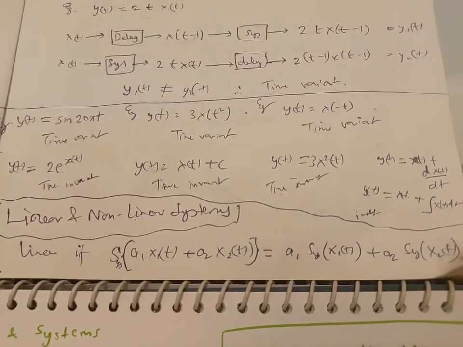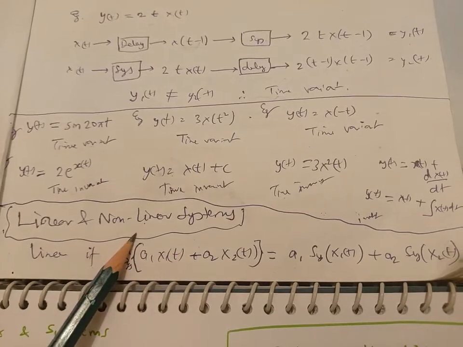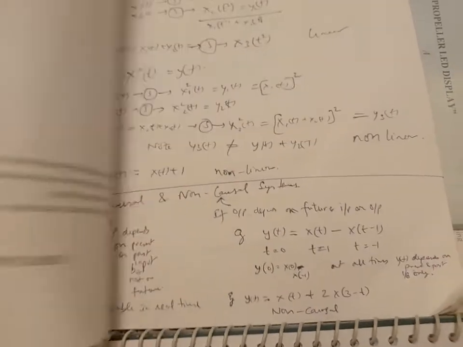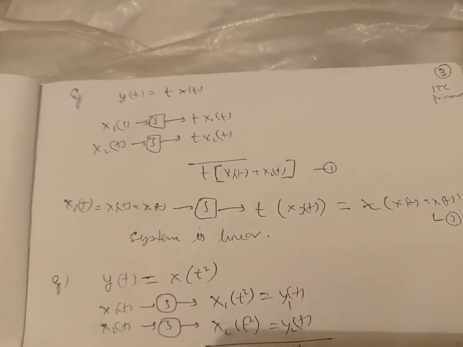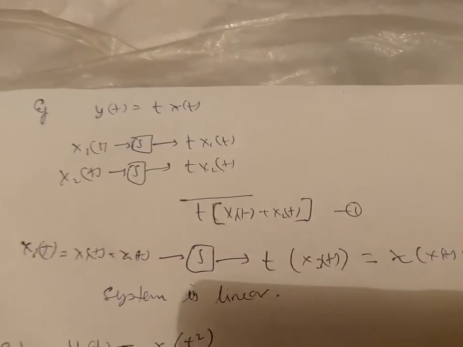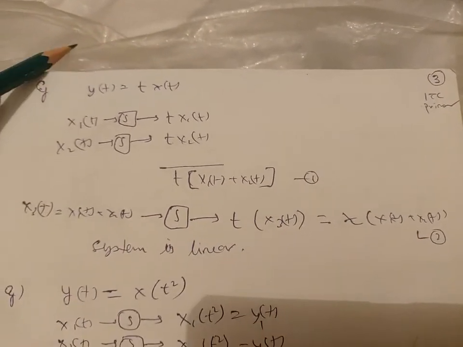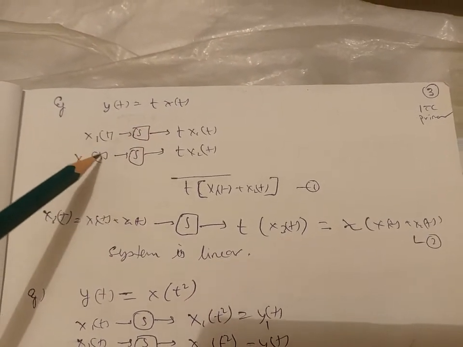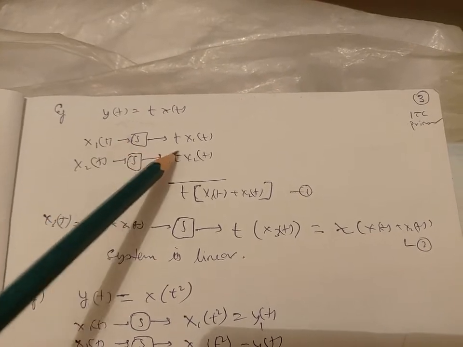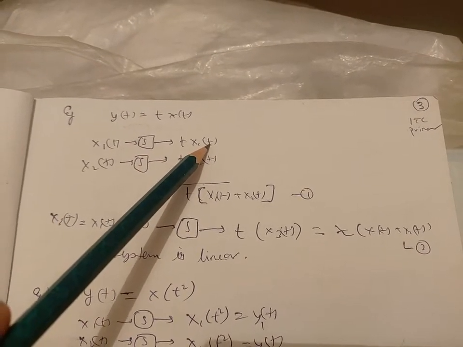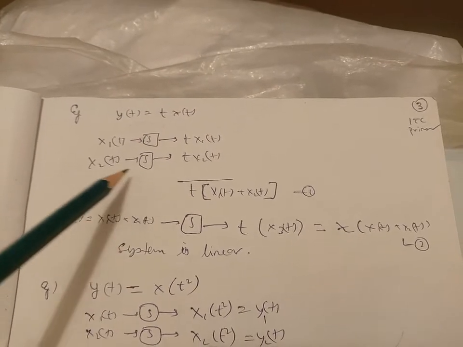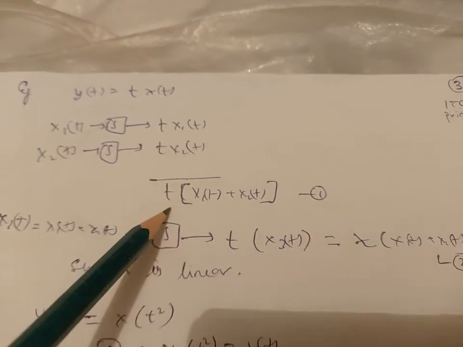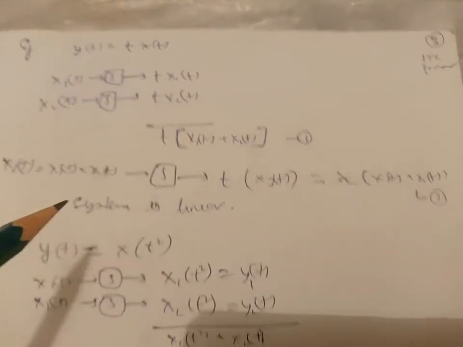There is another class of systems categorized as linear and non-linear systems. Linear systems follow homogeneity and superposition. Let us take an example to show you how it is checked if a given system is linear or non-linear. Here there is a system defined like this. Let us test if this kind of system will be linear or non-linear. If you put x1 in this system, you will get t x1(t) as an output, which is the definition. If you take another input, x2(t), you will get an output like this. If you sum both up, you get this. Now hold on to this as equation 1.